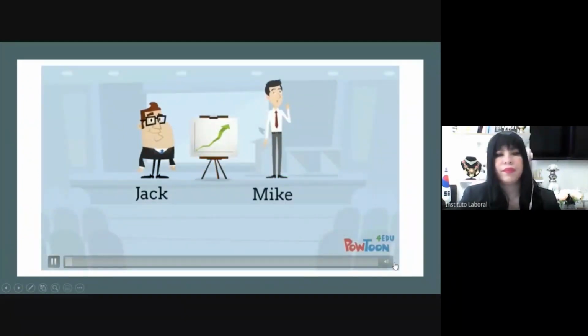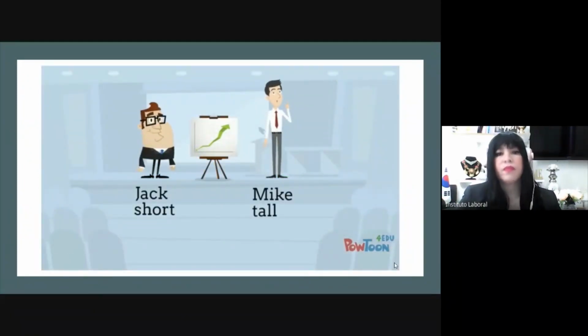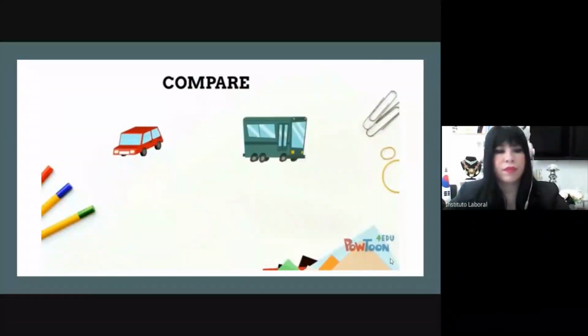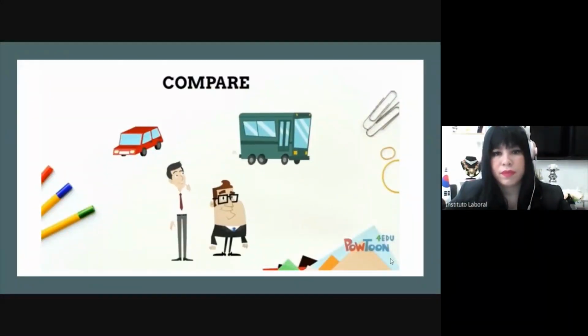This is Jack and this is Mike. Jack is short and Mike is tall. Jack is shorter than Mike. Mike is taller than Jack. We often need to compare different things and people.